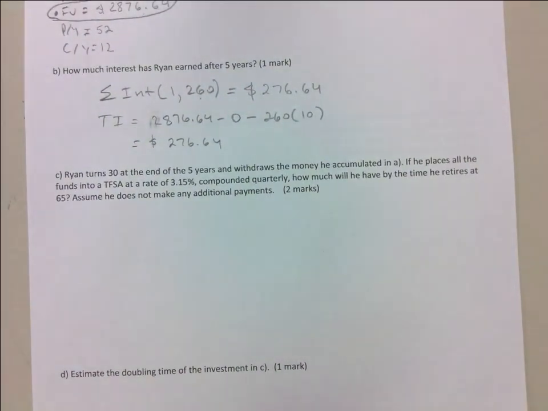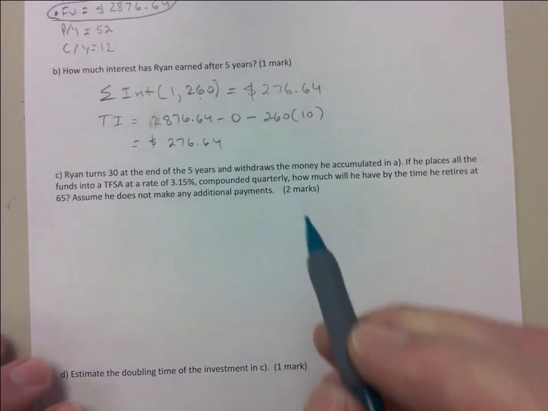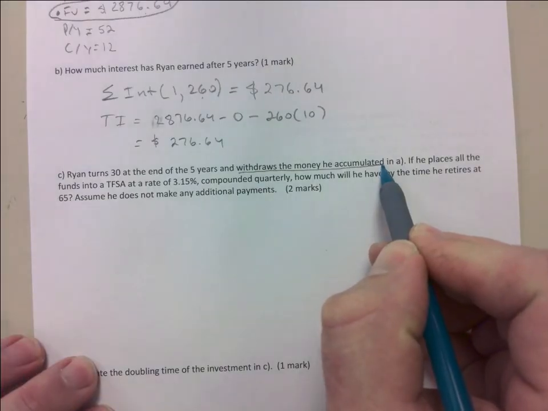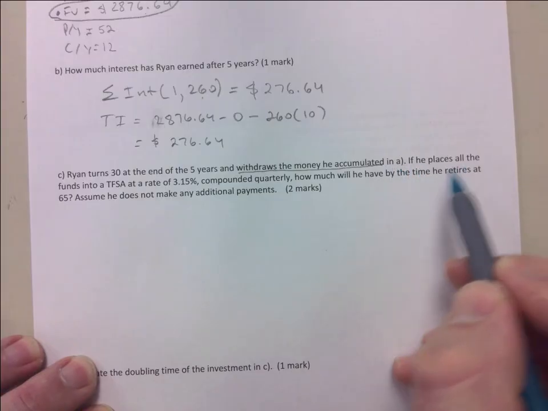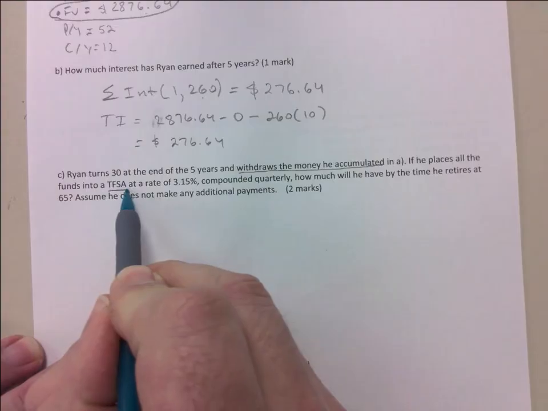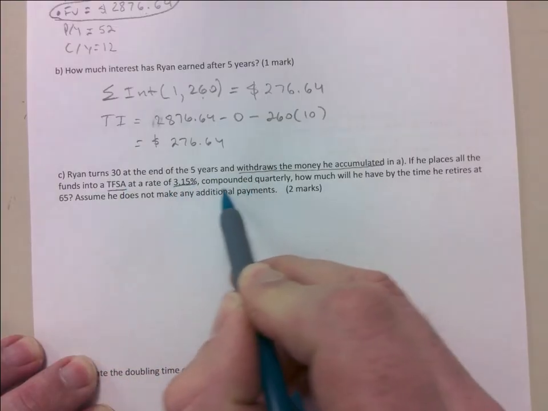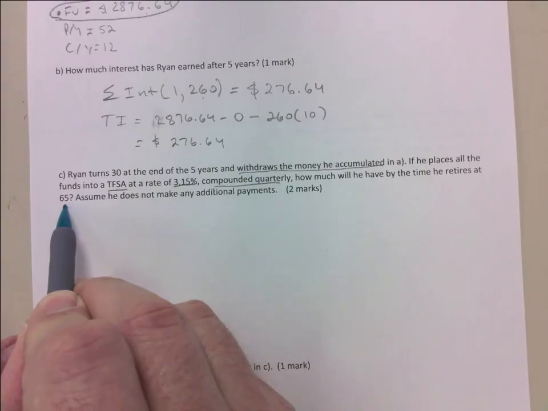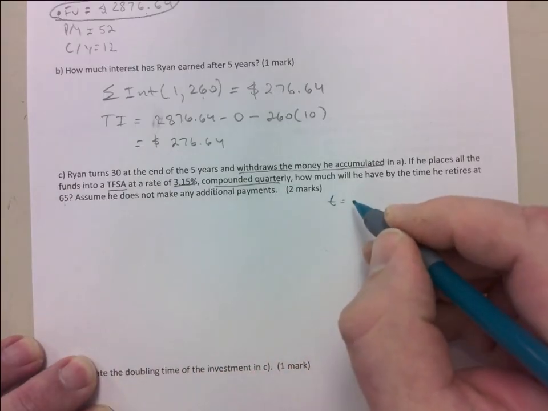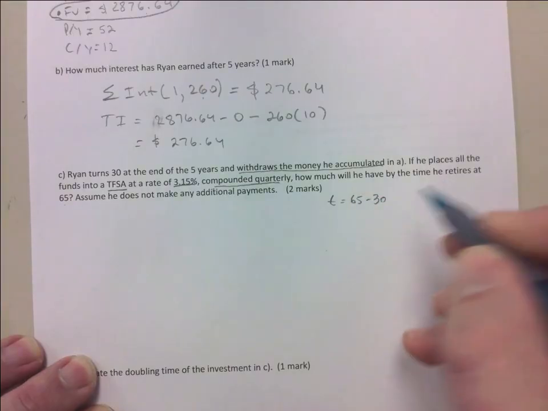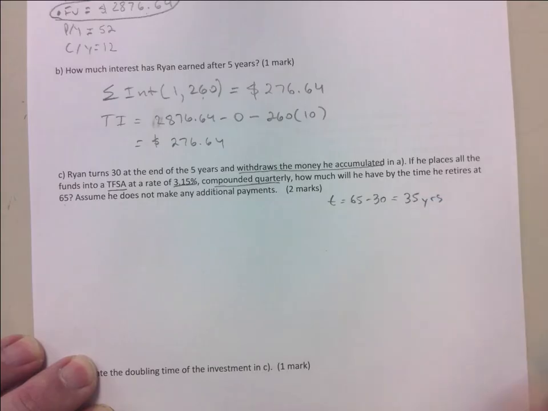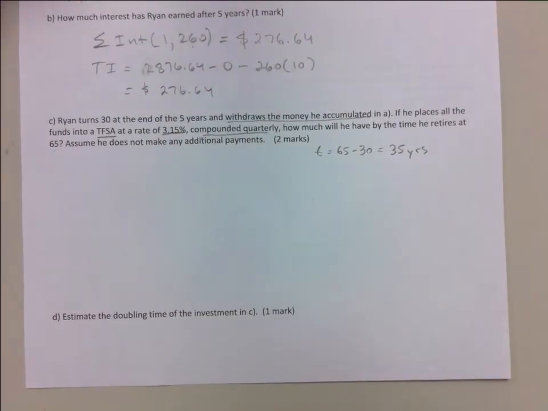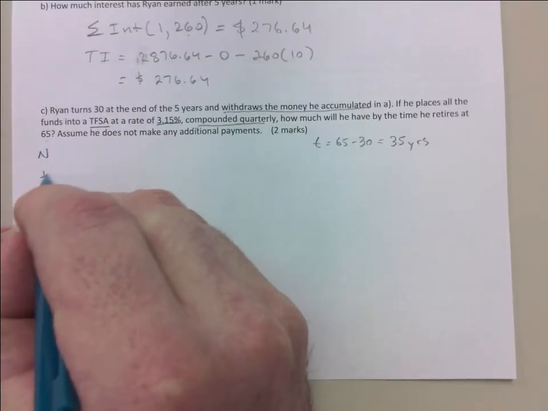Next, Ryan turns 30 at the end of the 5 years, okay? He withdraws the money that he has accumulated, the amount from A, right? If he places all the funds into a tax-free savings account at 3.15% compounded quarterly, how much will he have by the time he retires at 65? So let's do the time first. We're going 65 minus 30, so 35 years will go by for this particular calculation. That's the first thing there.